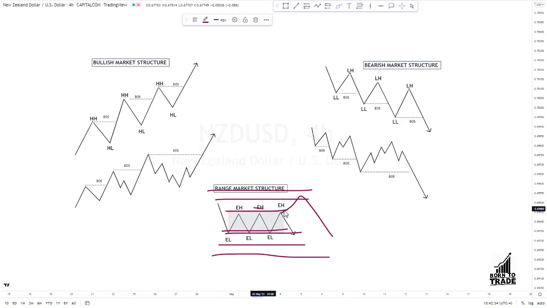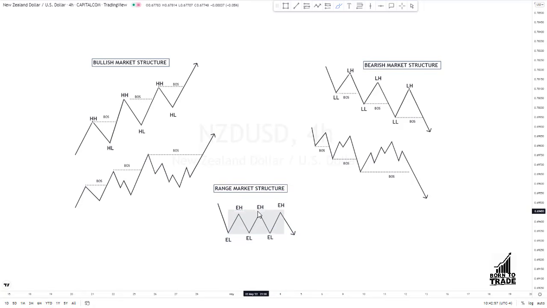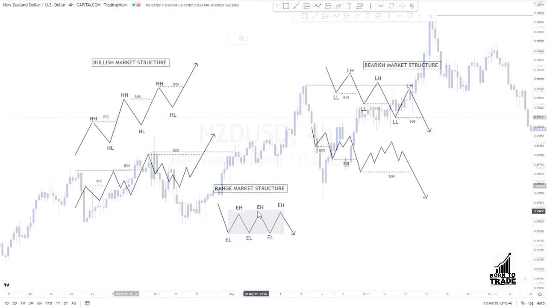or you have a demand zone here and the market is in a range. That is when the market taps into your demand zone. Just avoid this type of market. Let's move into a price chart. Let me show you a live example.